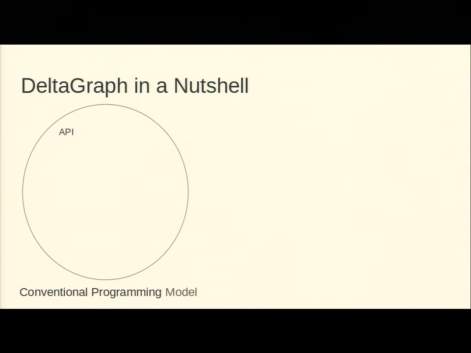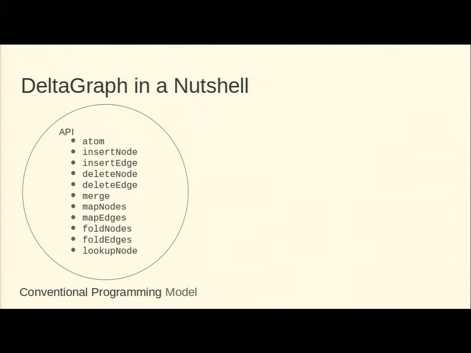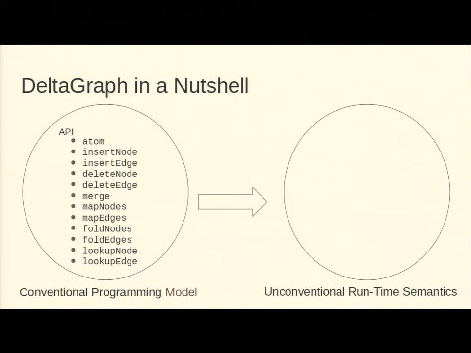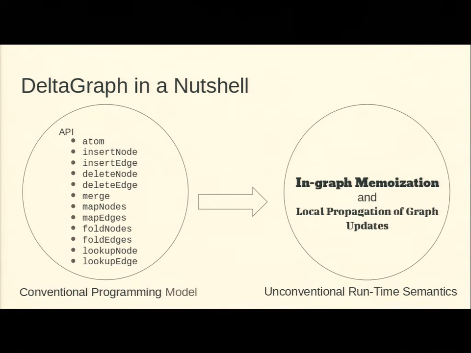So in a nutshell, right, Delta Graph offers a pretty conventional programming model. So Atom is our empty graph. We offer the basics, right? Insert node, insert edge, delete node, delete edge, all the way down, mapping, folding, looking up nodes and edges. Under the hood, Delta Graph does have a somewhat unconventional runtime semantics. Specifically, which we'll go into later, it has in-graph memoization and the local propagation of graph updates.